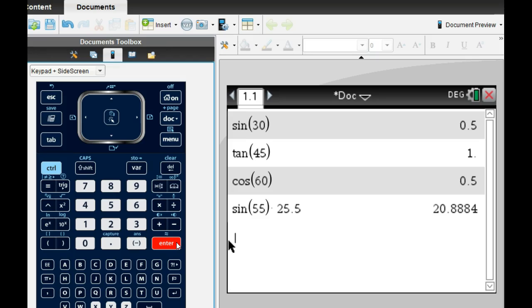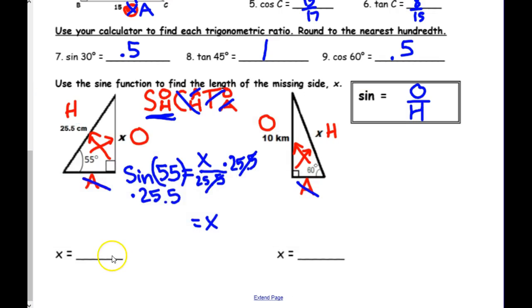Okay, the third 8 makes the second 8 round up. So 20.89 will be my answer. What are my units of measure? Centimeters, right? Because it says it right there. So 20.89 centimeters is my missing X, okay? So again, we use trig when we know an angle. Always label your units, okay? This is best practice.